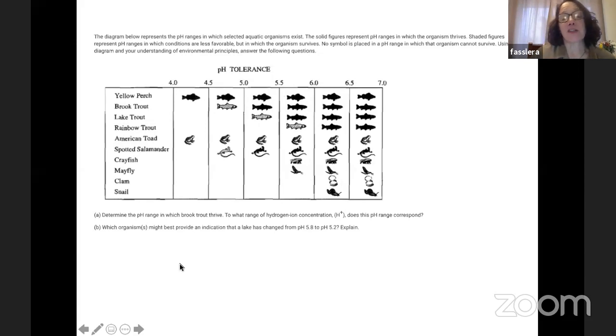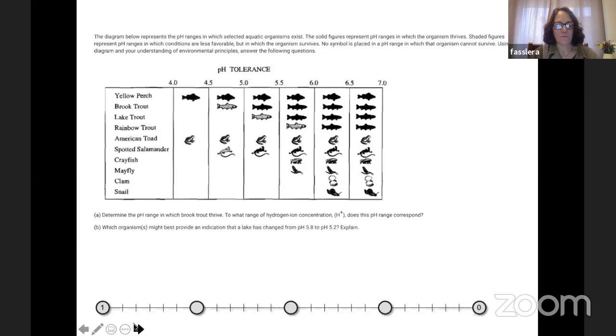The diagram represents the pH ranges, an abiotic condition, in which selected aquatic organisms exist. The solid figures represent the pH ranges at which the organism will thrive. Notice that sometimes you're shown a shaded figure where the conditions are less favorable, but they survive. And if there is no symbol there at all, it simply means they're beyond the range of tolerance. So why don't you go ahead and try to answer that question.